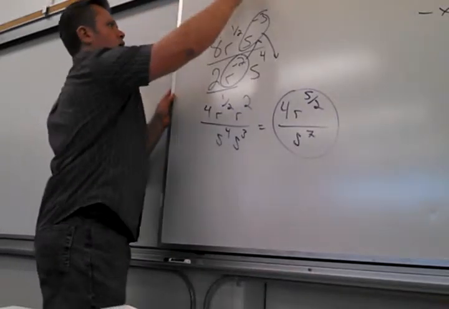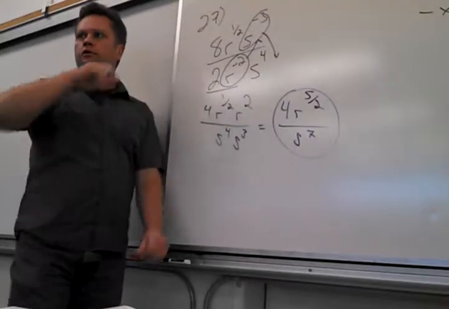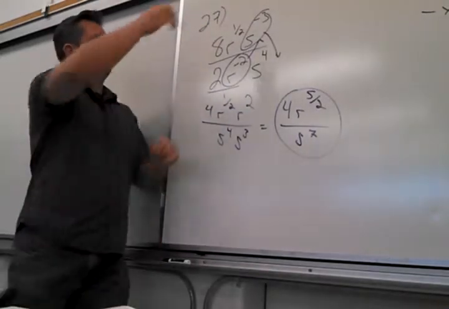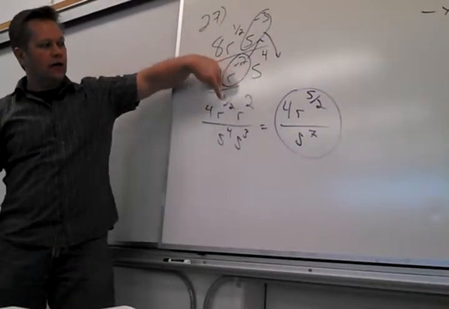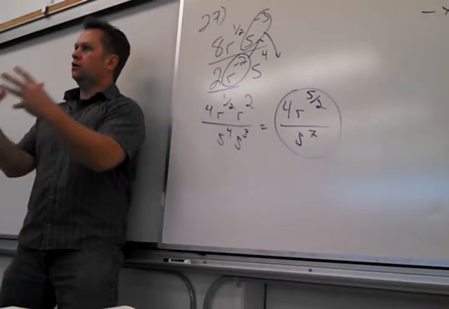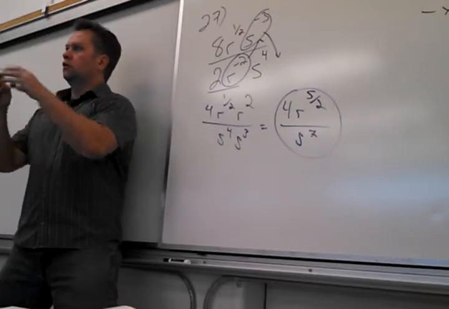If it would have been r to the 1/2 squared, then what would you do with those? You would multiply. And I did just say squared. So it would just be r if that was the case. But if you got 2 r's here and half of an r more, you have 5 halves of an r. Right? You just add those together.